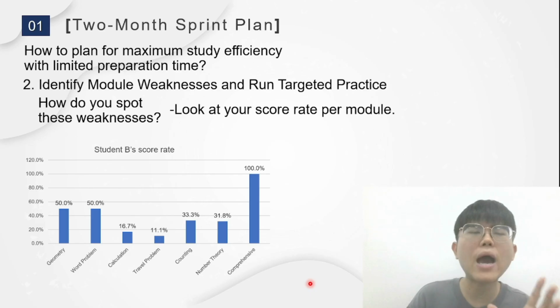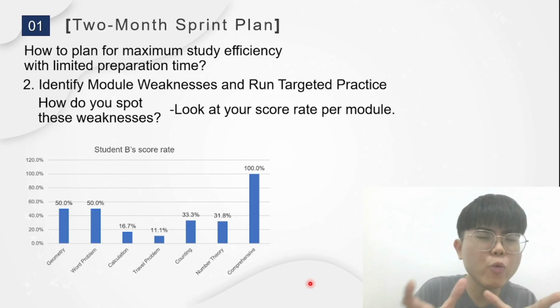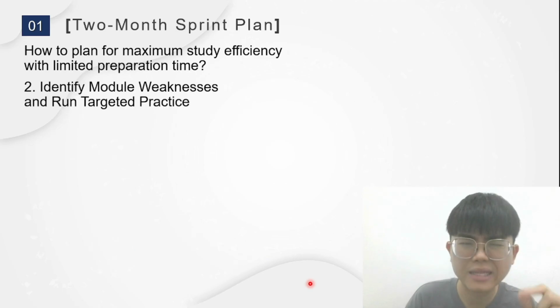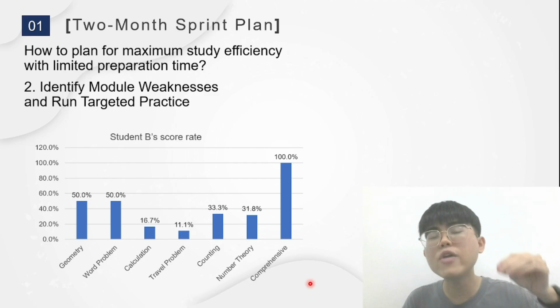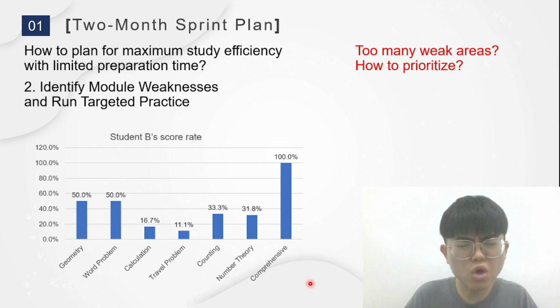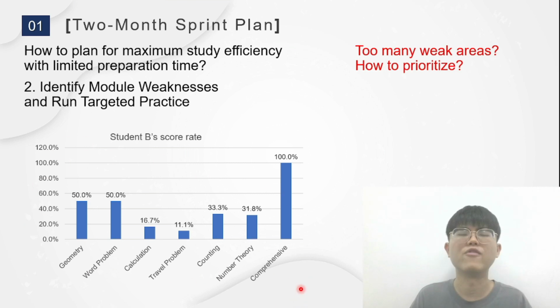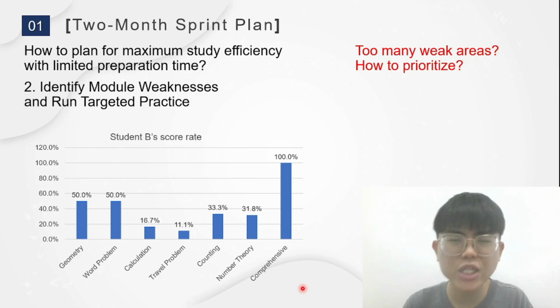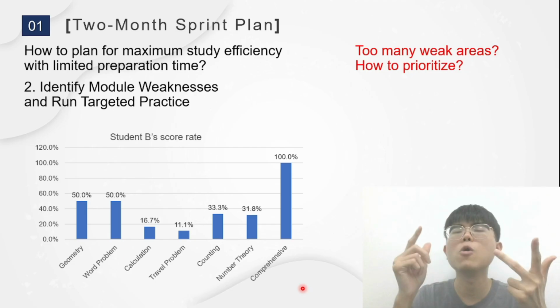Now everyone, after you identify the weaknesses here, how do we know which part we should focus on? For example, if I take a look at student B, we will realize that there are a lot of modules right here that have a score rate below 80%. Definitely, we don't have so much time to try to improve all those modules. So everyone, for your information, in the NMOS competition, there are 3 modules that are highly focused, which are comprehensive, word problems, and also geometry.